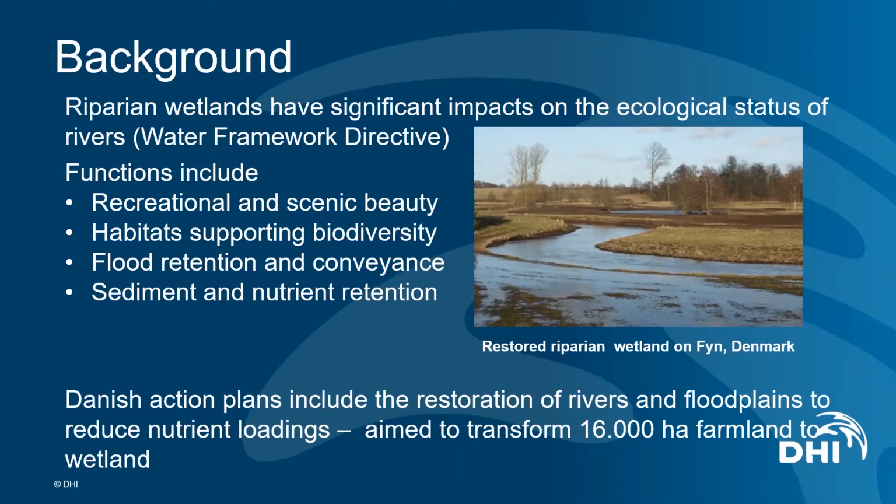And one of the big drivers here in Denmark in terms of the ecological status is, of course, the Water Framework Directive. And within that, the European countries have to produce these action plans for their catchments. And in Denmark, which is a fairly intensive agricultural country, it's the restoration of the rivers and floodplains for reducing nutrient loads. That's one of the main aims of these plans. And for example, there's a goal to transform about 16,000 hectares of current farmland to wetlands.